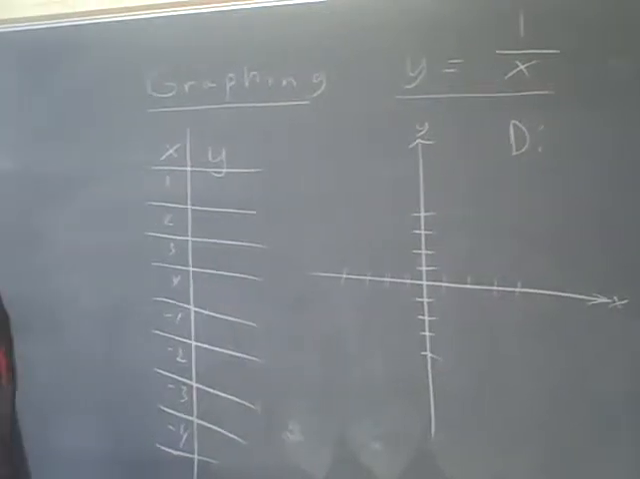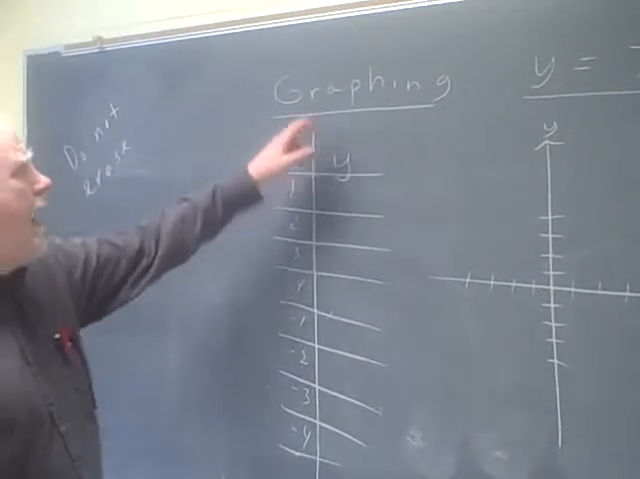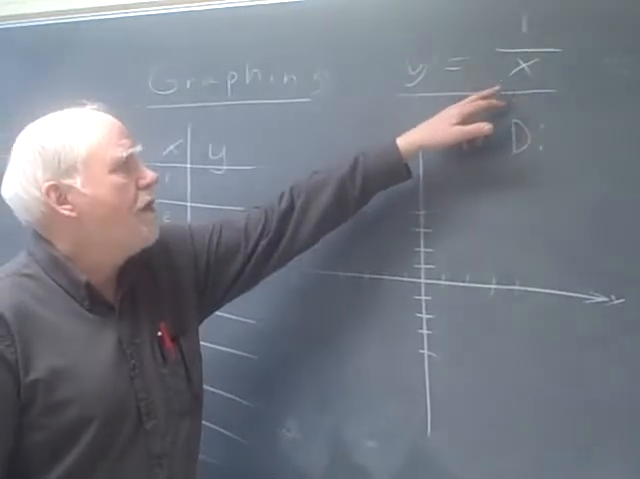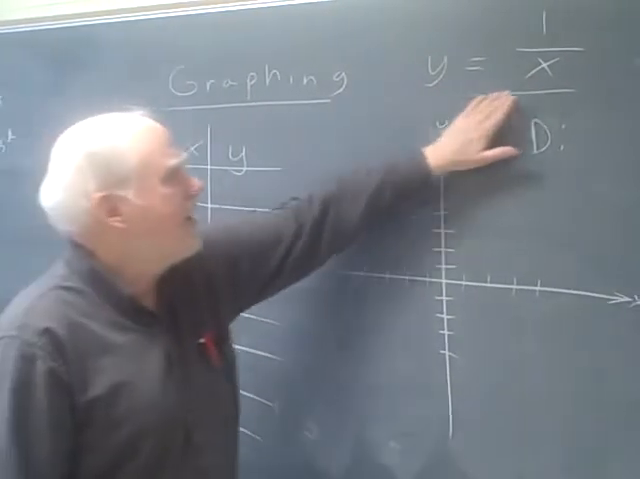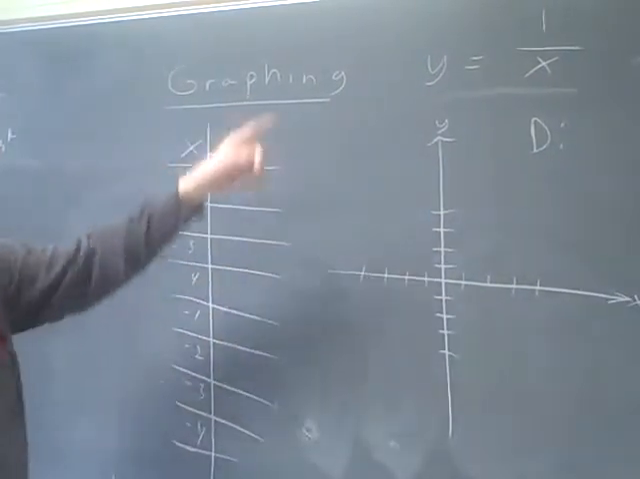There we go. Okay, we're going to graph y equals 1 over x. And I'll take this line out of here. It kind of confuses things. But there it is, 1 over x.